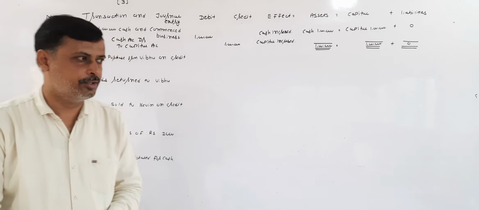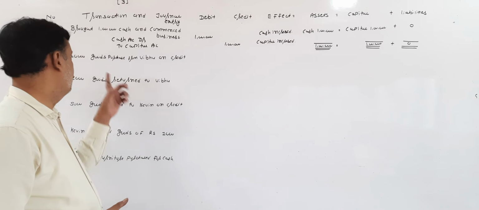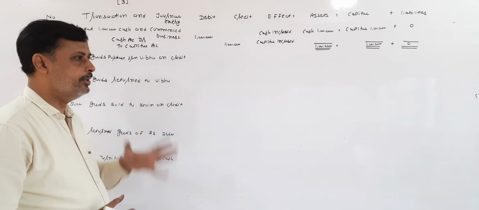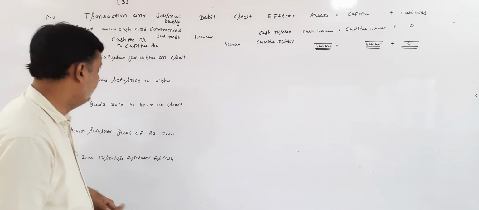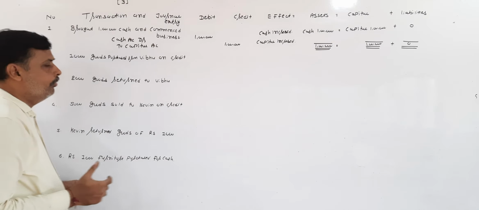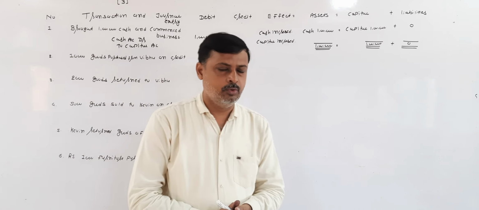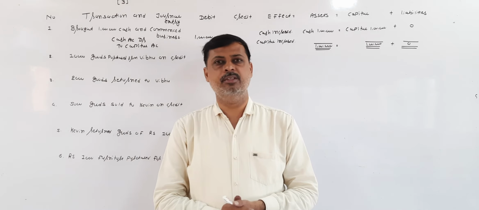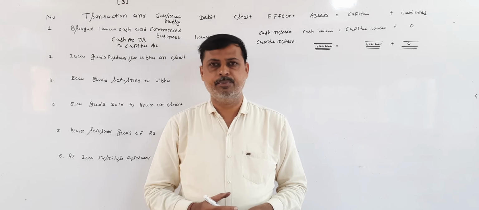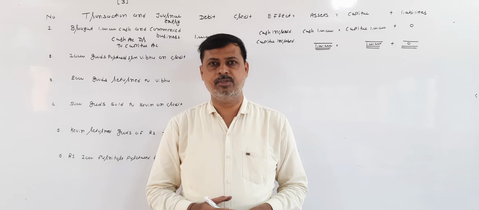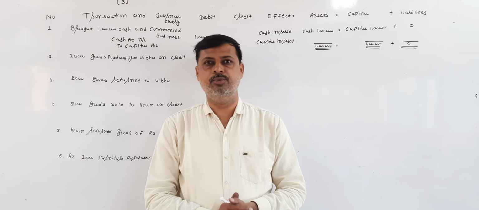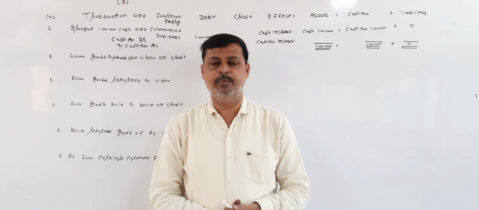Now second transaction, 10,000 goods purchased from Vibhu on credit. Whenever we purchase goods, goods comes in, so purchase account is affected. As per rules of real account, debit what comes in. So goods comes in, purchase account debit 10,000. And this goods is purchased from Vibhu.